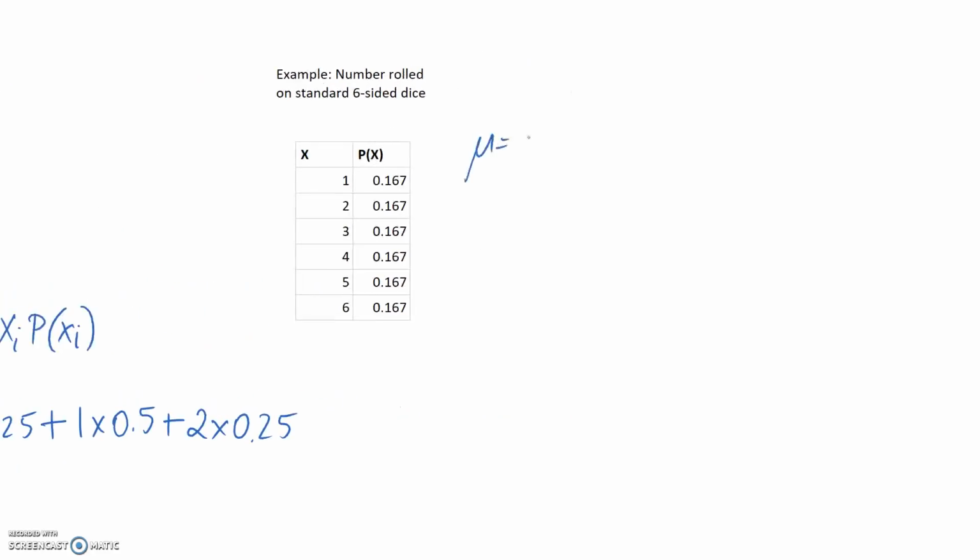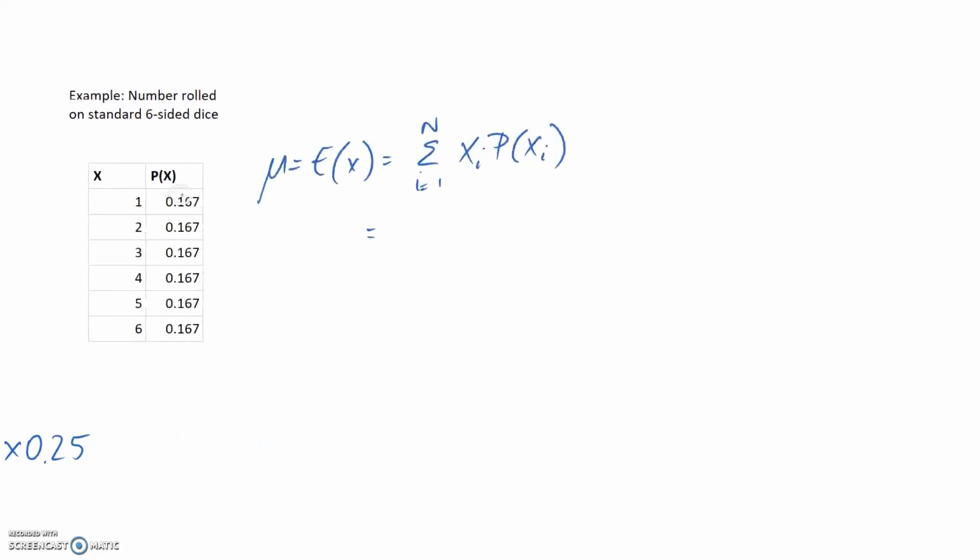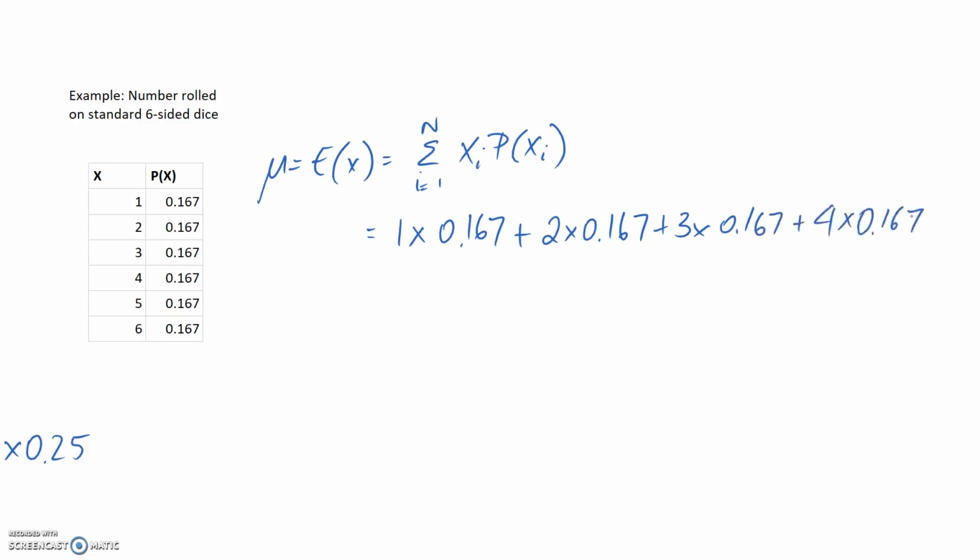Okay? So if we now do the same thing for this other example, we can express our expected value as either mu or E(X), and it's equal to the sum of each outcome multiplied by that outcome's probability. Going through and filling this out, we'll start with the first one and multiply it by its own probability. Then it's a sum, so we add together and go for the next one. It's going to be 2 times 0.167. The next one is 3 times 0.167. The next one is 4 times 0.167.